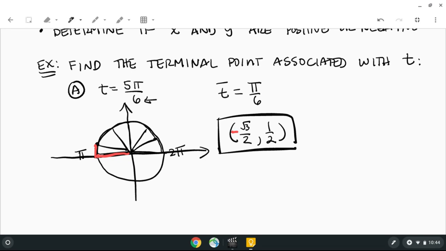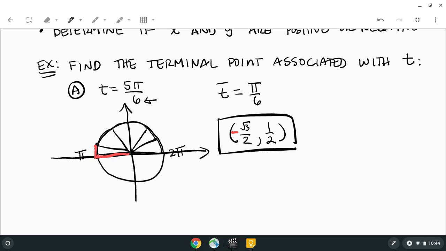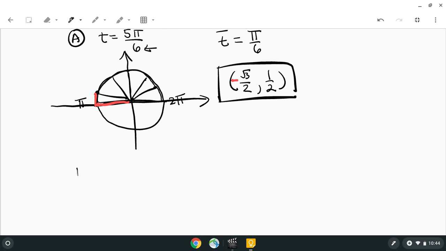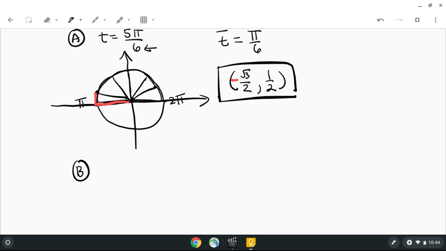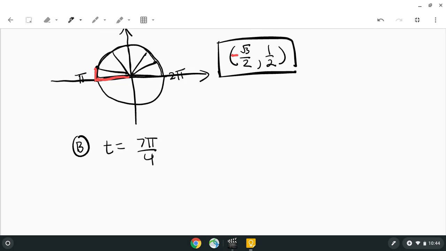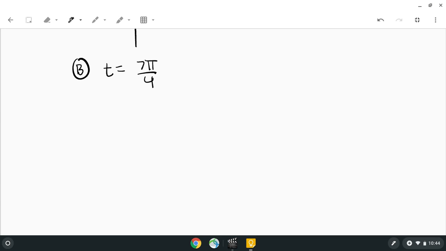Okay, so let's try another one. Suppose that my t is 7 pi over 4. So we want to know, where does that land? If you need to draw, by all means draw. Okay, so here's my full circle.